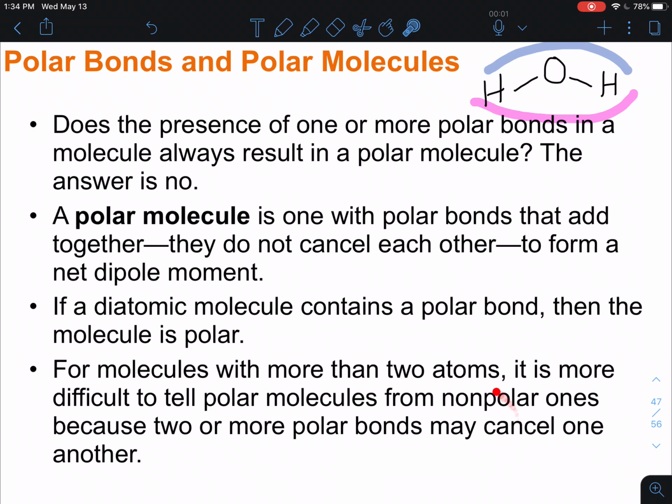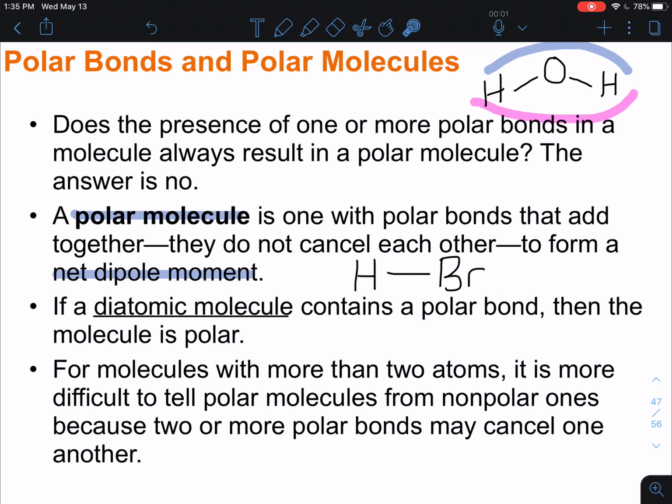So what this is essentially saying is two things. Most of the time, polar bonds lead to polar molecules. And in order for a molecule to be polar, it has to have a net dipole moment. That's the first thing. The second thing is diatomic molecules are really easy to classify as polar or nonpolar. All you have to do is look at one bond. If that bond, such as HBr, is polar, then the molecule itself is going to be polar.